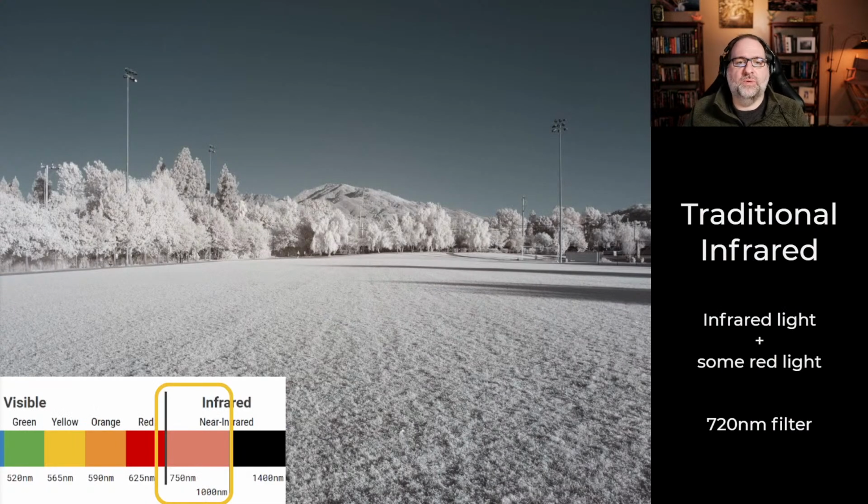So first of all, we have what's called traditional infrared. And traditional infrared uses a 720 nanometer high pass filter. So what that means is that light below 720 nanometers is blocked. So that's most visible light. But light above 720 nanometers is allowed to pass to the sensor. And so that includes a small slice of red light and infrared light.